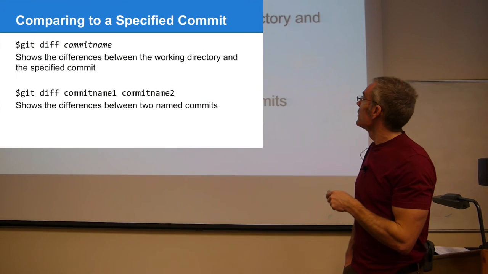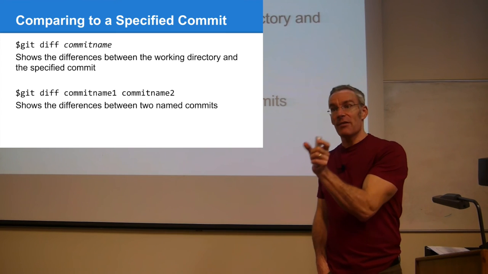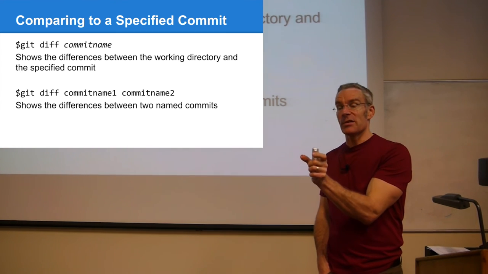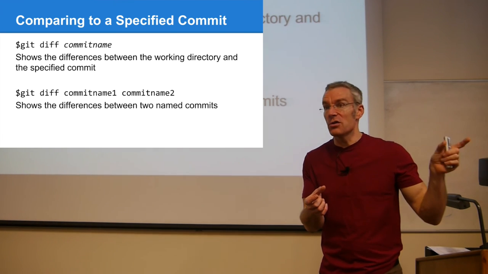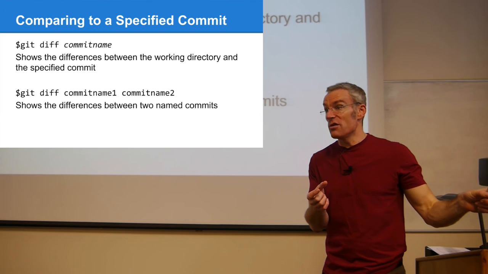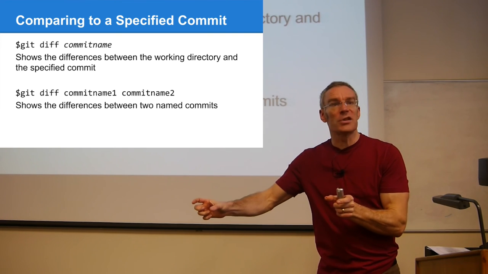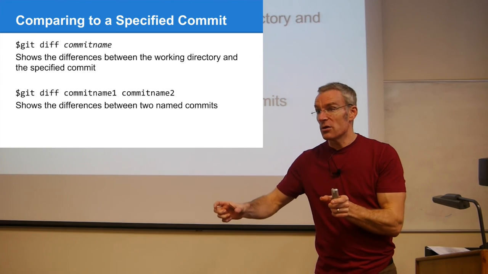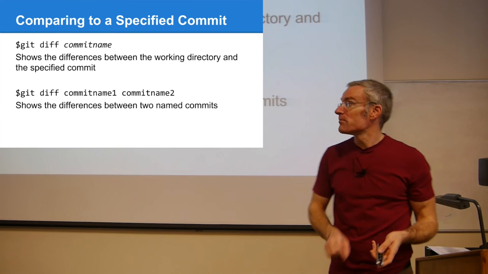This is cool. If you put a commit name, one of those seven character names in as a parameter, it will compare your working directory to whatever version of whatever commit you've mentioned. So you can compare your working directory to one that was done 2 months ago, or last week, or in a different branch. So you can see all the changes that have been made.